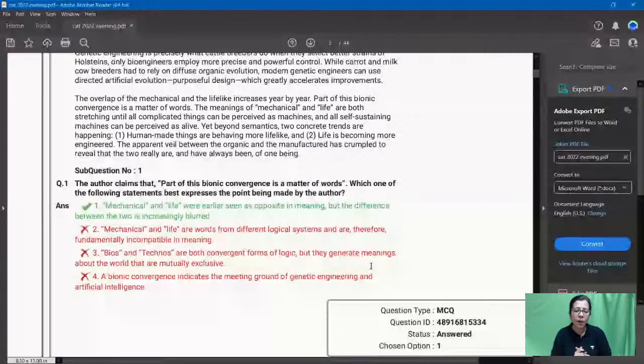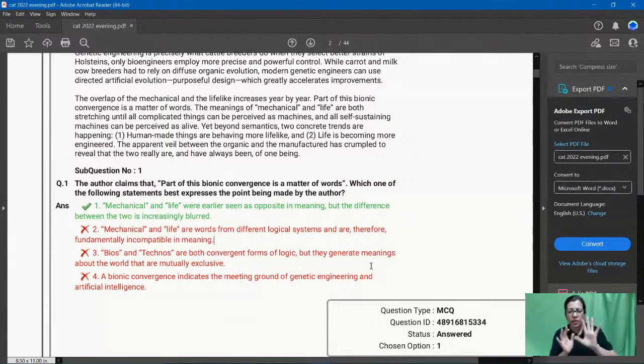All right, guys. Question number 1 is, अभी मुझे main idea clear हो गया. That's why I attempted that first. मुझे पता है कैसा कैसा उसका flow है. I go over to question 1. The author claims that part of this bionic convergence is a matter of words. Okay. Which one of the following statements best expresses the point being made by the author?